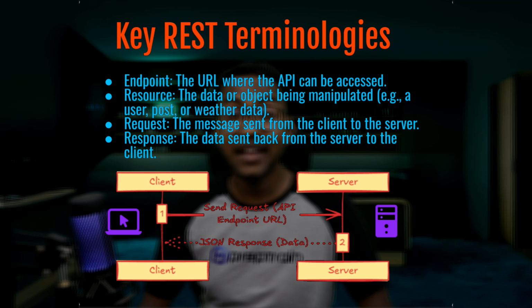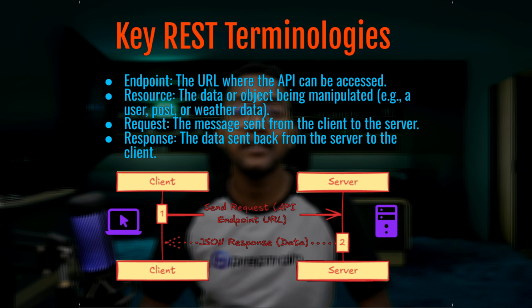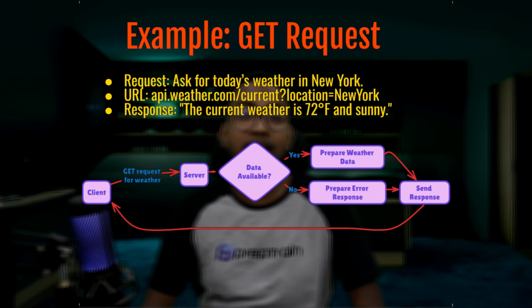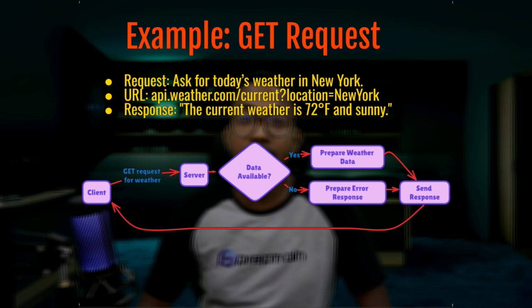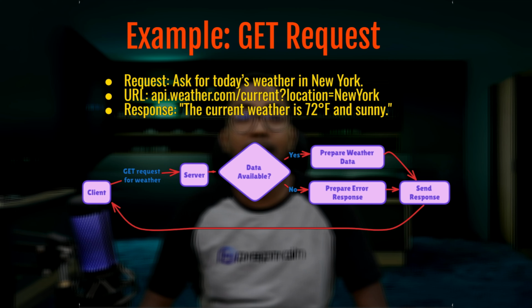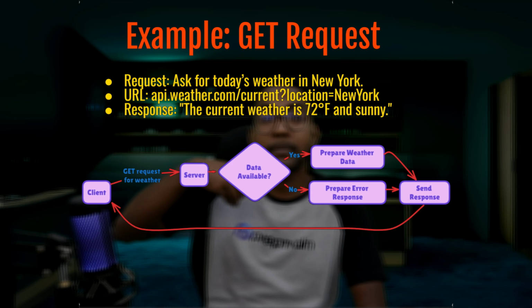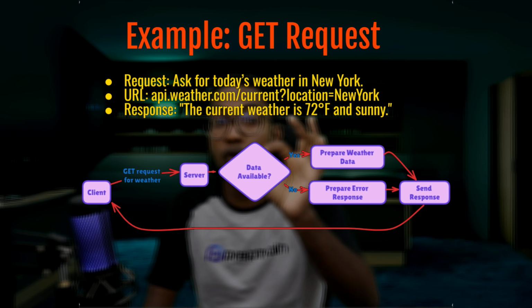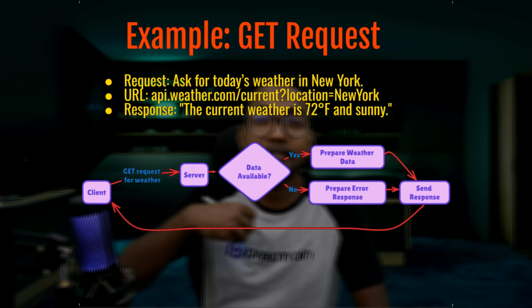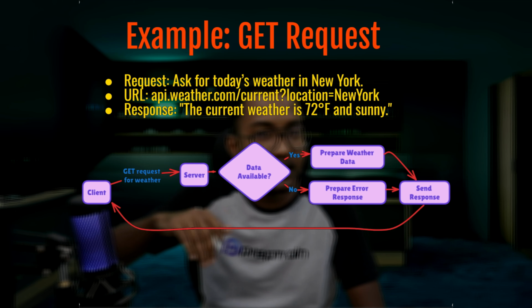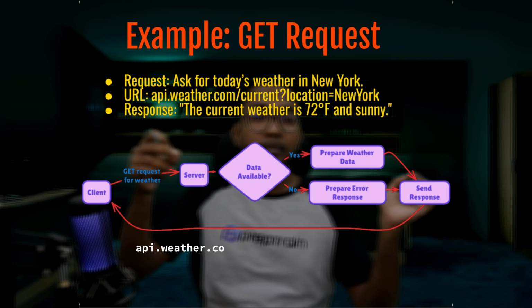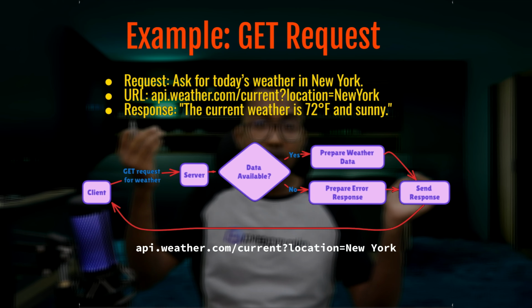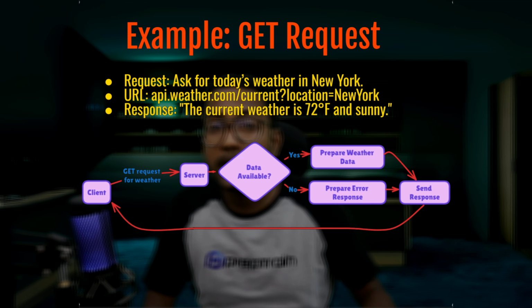Let's dive into an example of a GET request to see how it works in real life. Imagine you are planning a trip to New York or Mumbai or any city, and you want to check the weather before you pack. So you open your weather app and search for the current weather in New York. What's happening behind the scenes is that your app is sending a GET request to the server asking for the weather data for that specific location. The URL for this request might look like the one I shared earlier: api.weather.com/current, location is equal to New York, and this URL is the endpoint where the request is sent.